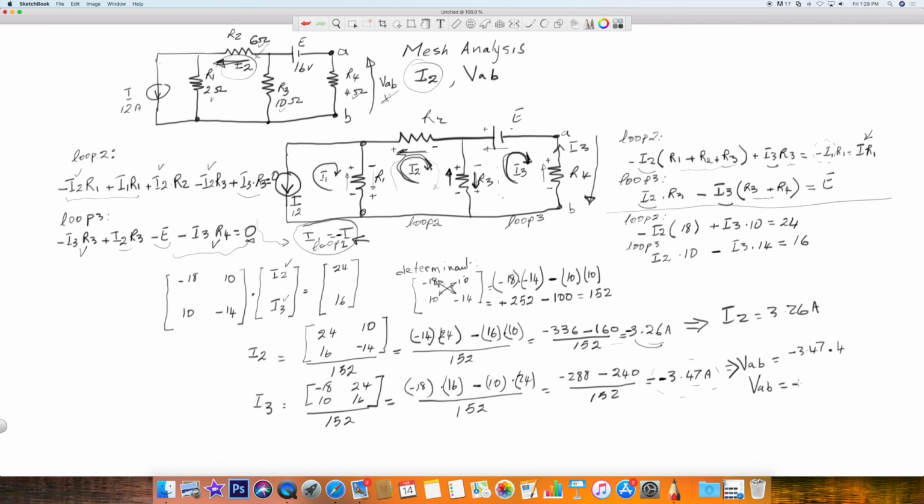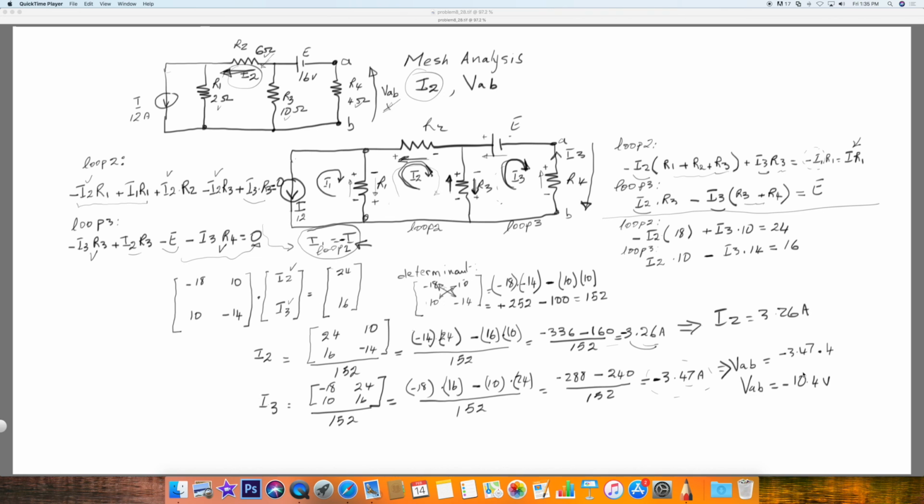Where's my pen? Here you go. Minus 10.4 volts. A slight error here. Well, it's not slight, that is a big error. I made a mistake here, so let me see if I can delete this. Here's my eraser. Okay. So 3.47 times 4 is actually minus 13.88. On that, we should be done. So we have our voltage here, and we have I2 here, based on the direction the problem started with. Thank you.